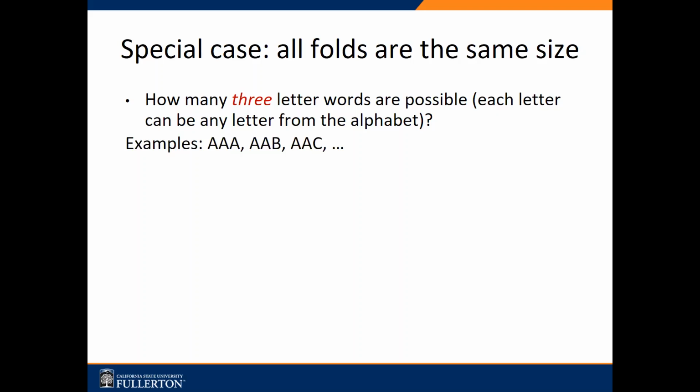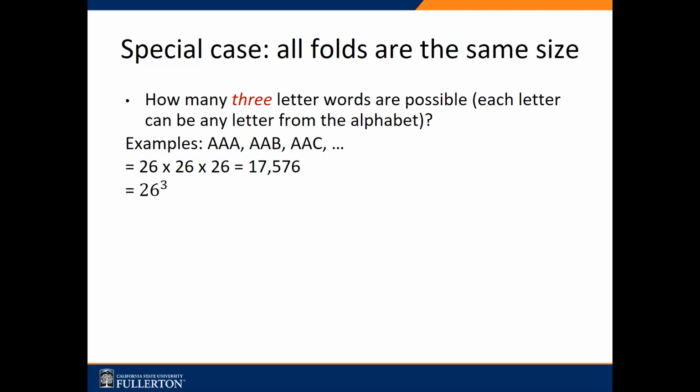Now let's consider a special case where all the folds are the same size. The question is, how many 3-letter words are possible where each letter can be any letter from the alphabet? Examples of such words are AAA, AAB, AAC, and so on. Here again, we have 3 folds, but each of the 3 folds can be any of the 26 letters in the alphabet. So the total number of possible words is 26 times 26 times 26, which is 17,576. This number can also be written as an exponential, that is 26 raised to the power of 3.